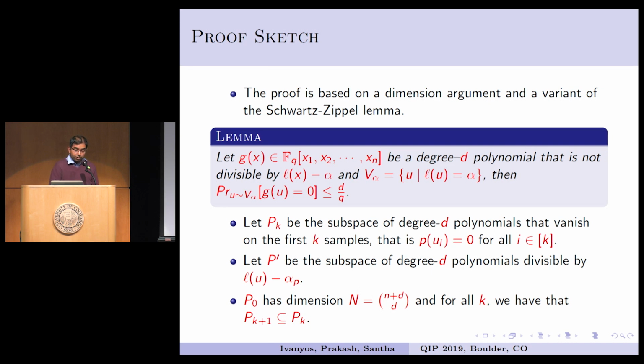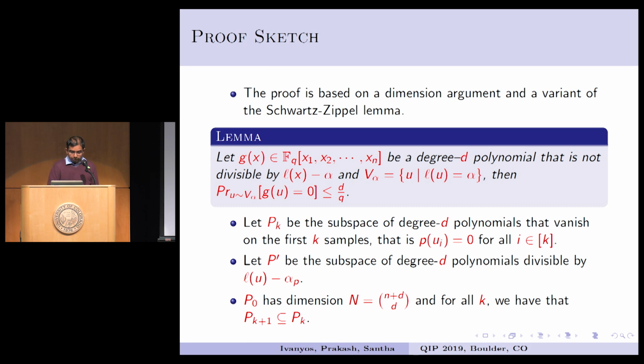And one can get this variant by first doing a division algorithm. So we know that g(x) is not divisible by l(x) minus alpha, so we write it as a quotient and a remainder. The remainder is non-zero, and to the remainder you apply the normal Schwarz-Zippel lemma to get this statement. So this statement will be the main technical tool which will drive the argument.